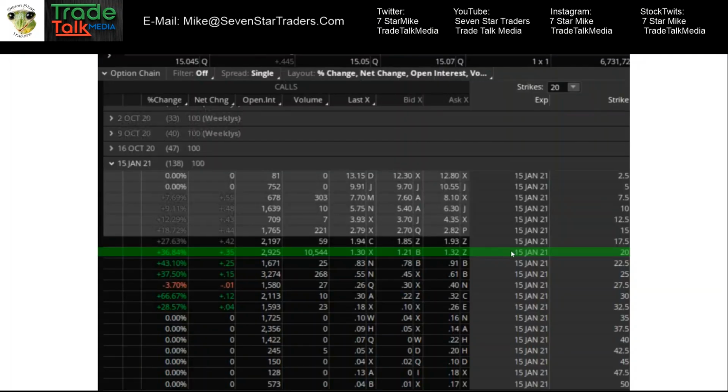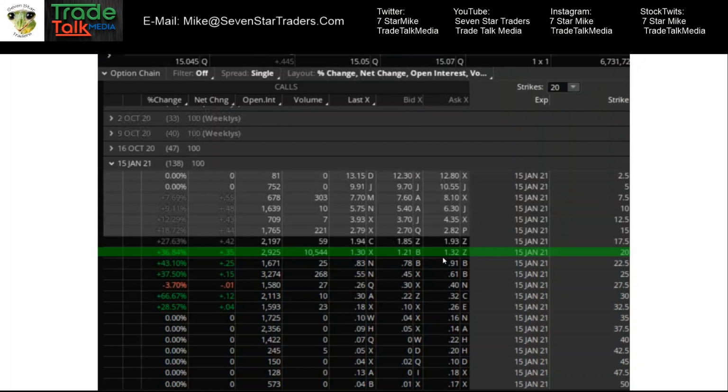So these are the numbers we're looking at. I'll show you the options flow that caught our attention, but there were over 10,500 contracts traded on Friday. Now, tomorrow we'll see how many of those were opened and closed, or if they were all opened. We're going to have to watch the open interest, which was 2,925, and see where that opens tomorrow to know if all of these were opened and held.